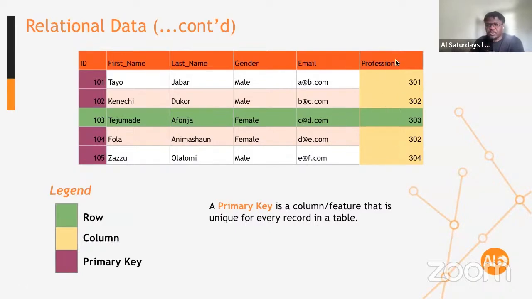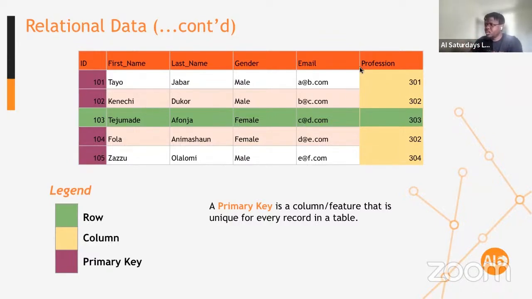So this field is the profession's column. It shows us all the different professions. Tayo's profession is 301, Kenichi's is 302, Teju is 303, Fola is 302, then Zazu is 304, right? So this is just one particular piece of information about everybody here.